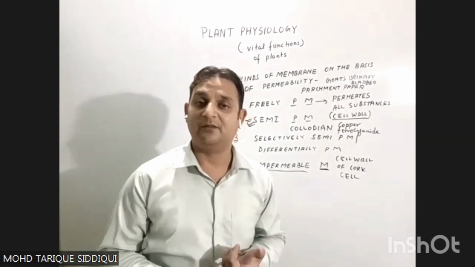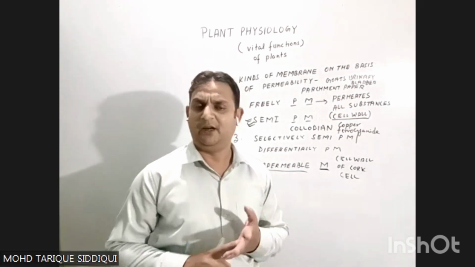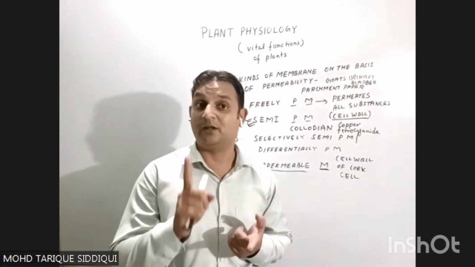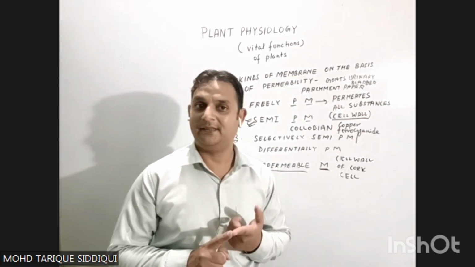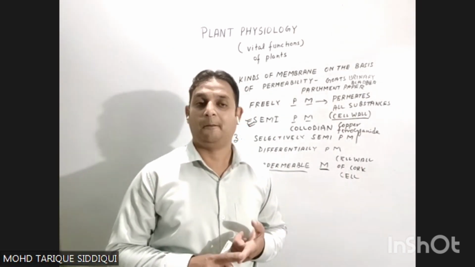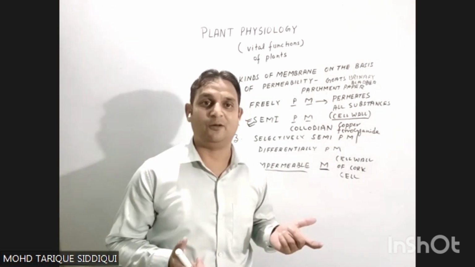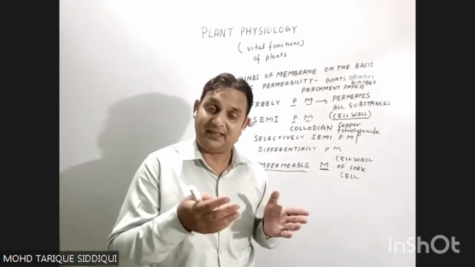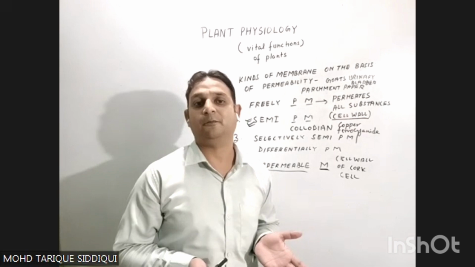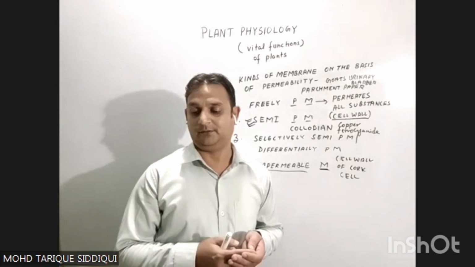kinds of solution with respect to cell sap: hypotonic, hypertonic, isotonic. I hope you have learned the full definition of osmosis. To remember, osmosis, water molecules move. All right. Diffusion, molecules or ions of any substance move. Osmosis takes place through semi-permeable membrane. Diffusion does not require any membrane. However, if the membrane is present and that membrane permeates, then the diffusion will take place. So these are the important differences between diffusion and osmosis.